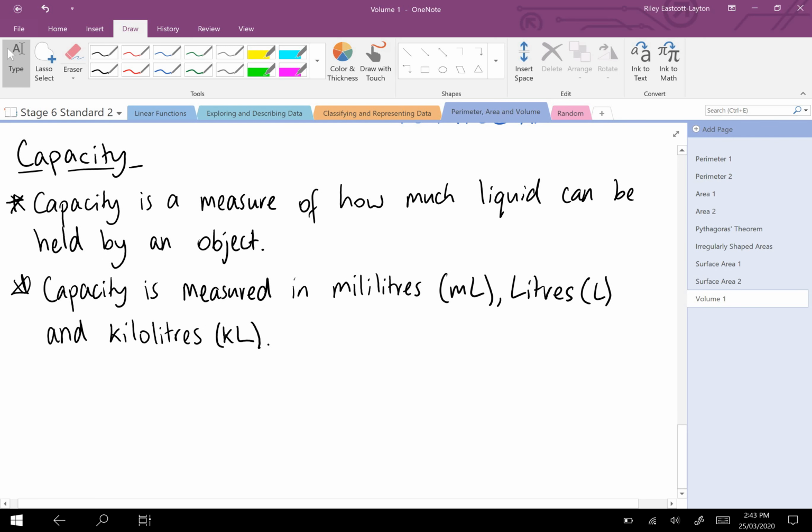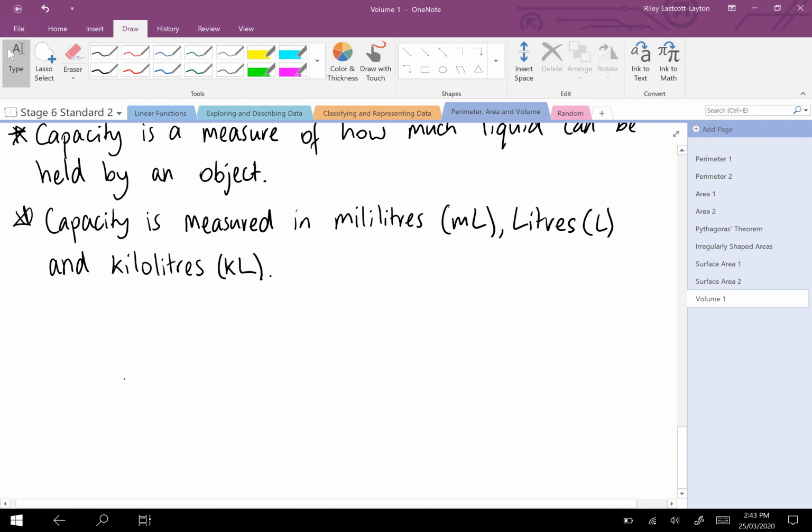Now for our conversions, we need to know that 1 mil is 1 centimetre by 1 centimetre by 1 centimetre. So 1 centimetre, 1 centimetre, 1 centimetre equals 1 mil. Now, I'm sure you guys all remember that 1 litre is equal to 1,000 mil.